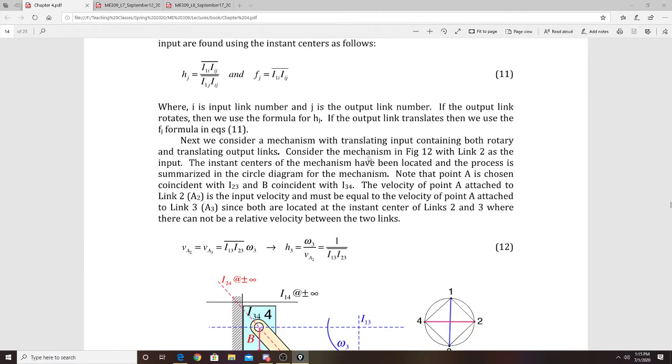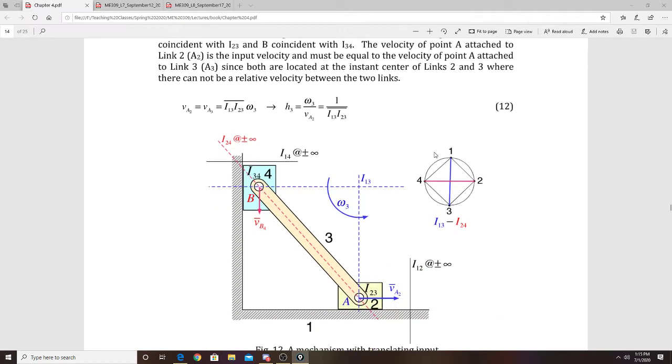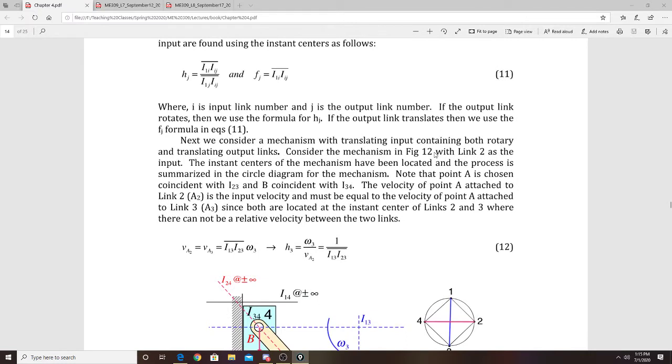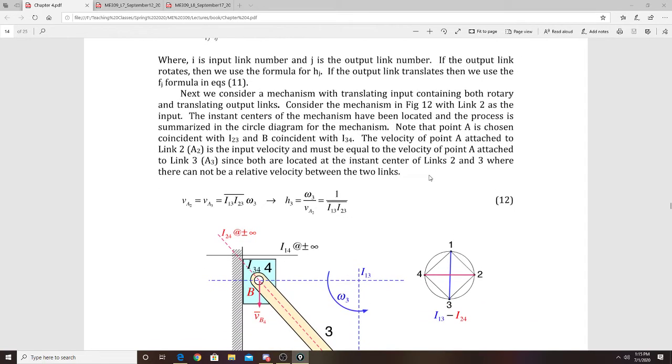Alright, and then it says, next we consider a mechanism with translating input containing both rotary and translating links, which is that one. The instance centers of the mechanism have been located, and the process is summarized in the circle diagram for the mechanism. Note that point A is chosen coincident with I23, and B coincident with I34. The velocity of point A attached to link 2 is the input velocity and must be equal to the velocity of point A attached to link 3, since both are located at the same center. Yeah, we got it. There cannot be relative velocity between the links.